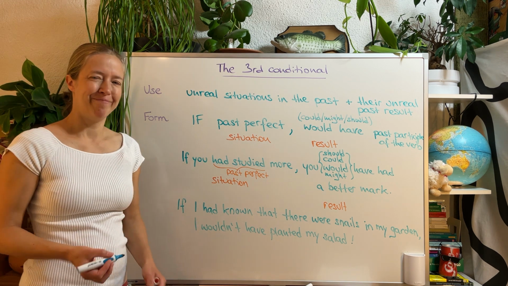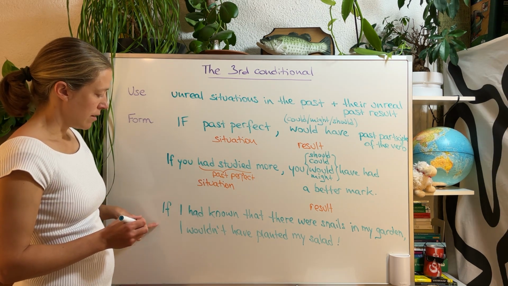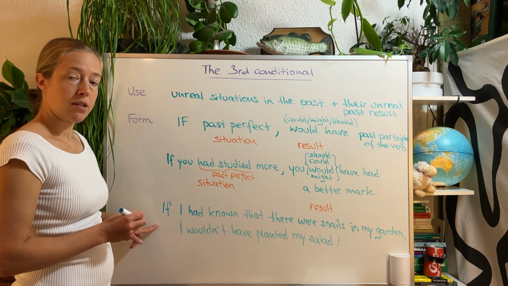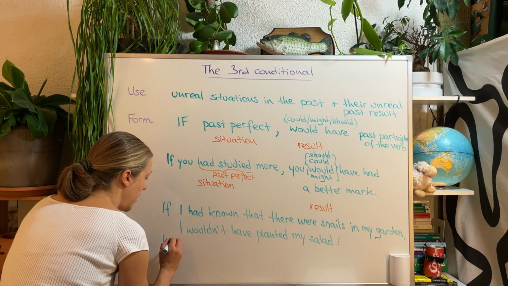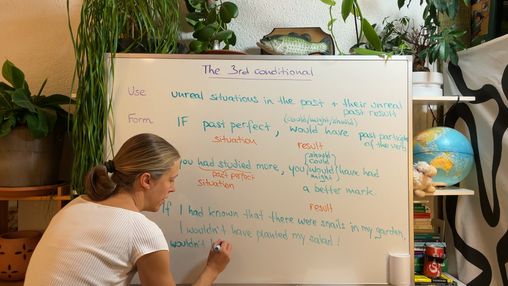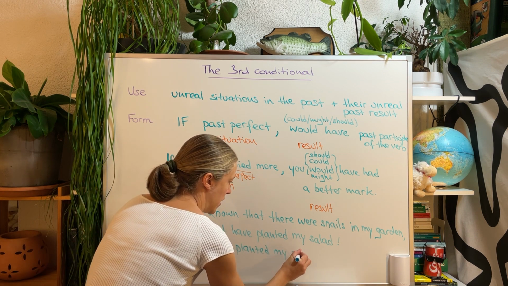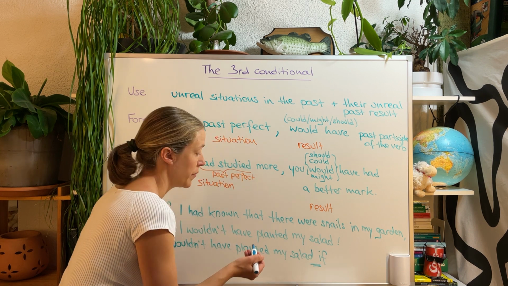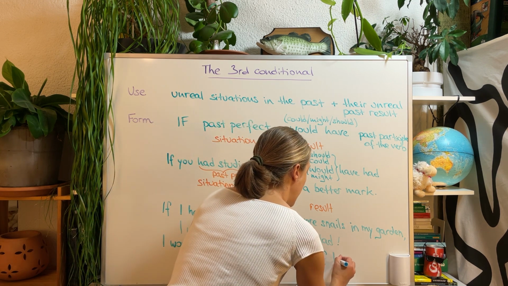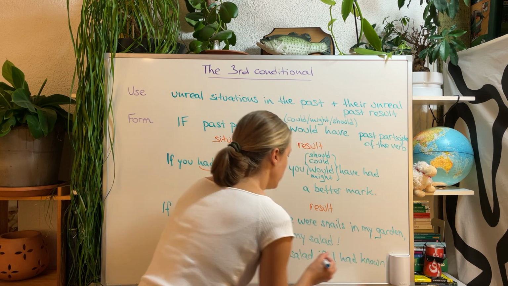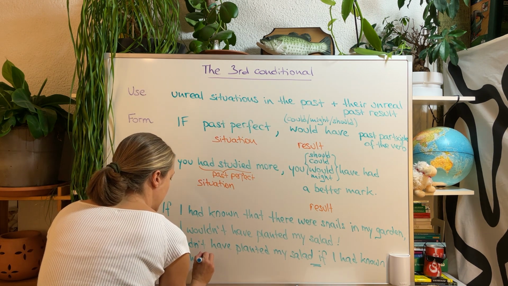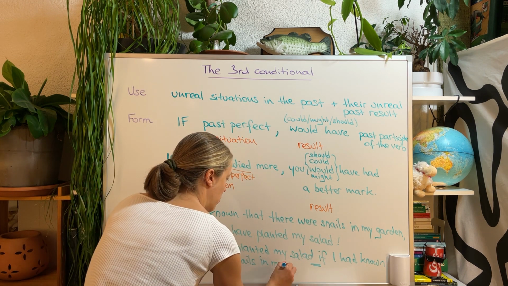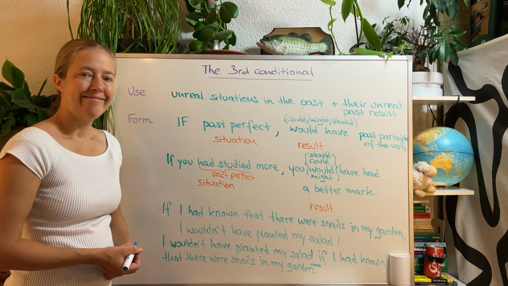Too bad. So you could write this sentence the other way around, starting with the result. I wouldn't have planted my salad if, and in this case you don't put the comma, if I had known that there were snails in my garden.